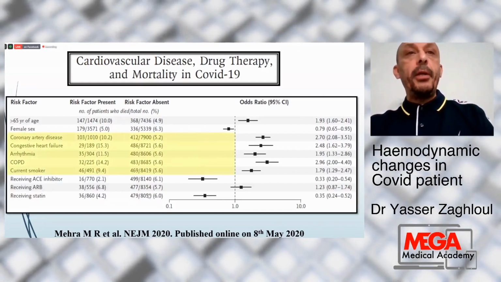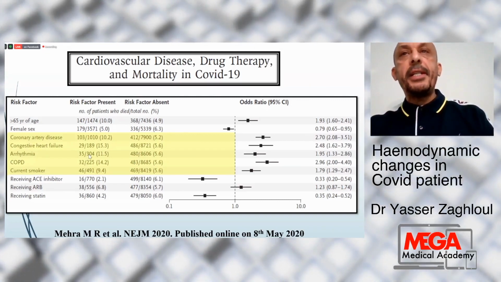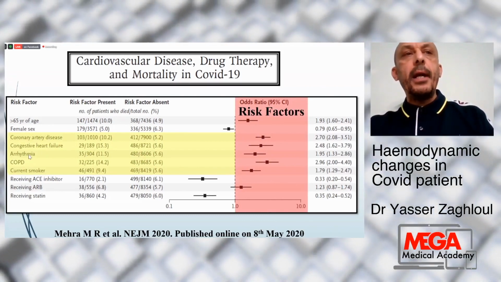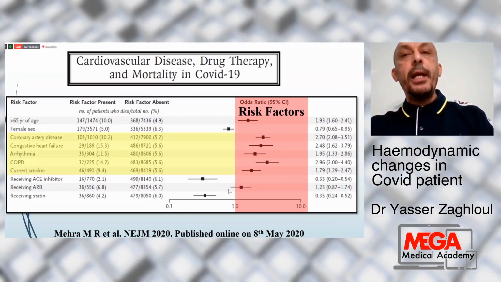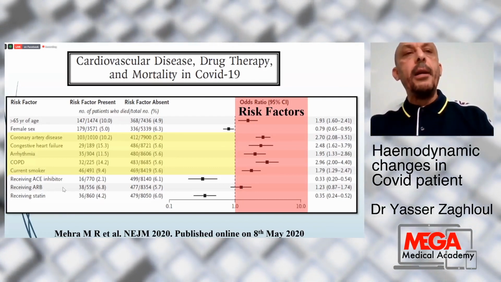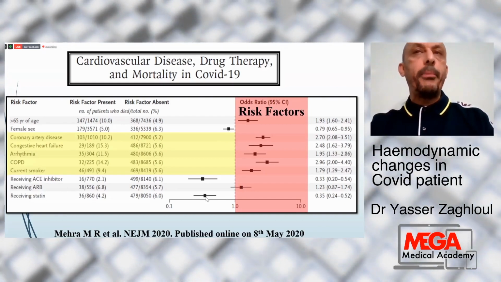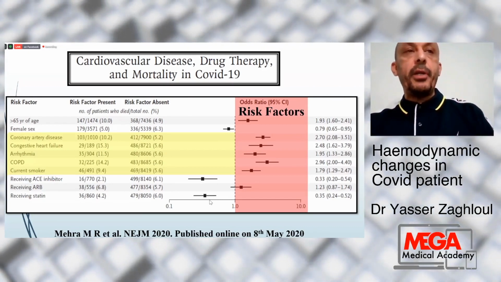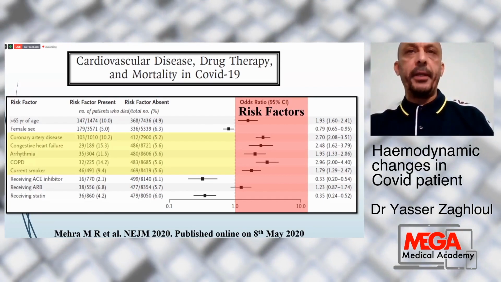Cardiovascular disease and drug therapy, in addition to old age, more than 65 years, are risk factors of higher mortality. Also coronary artery disease, congestive heart failure, arrhythmia, COPD, and current smoking. And also, if the patient is on angiotensin receptor blockers, there may be a higher incidence of mortality. But with ACE inhibitors, no problem. Female patient, no problem. And statin, no problem. Maybe statin is cardioprotective. In short, patients with old age, cardiovascular disease, and respiratory disease have higher cardiovascular mortality in COVID.